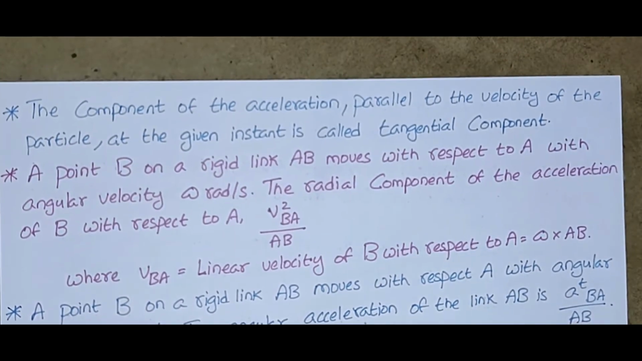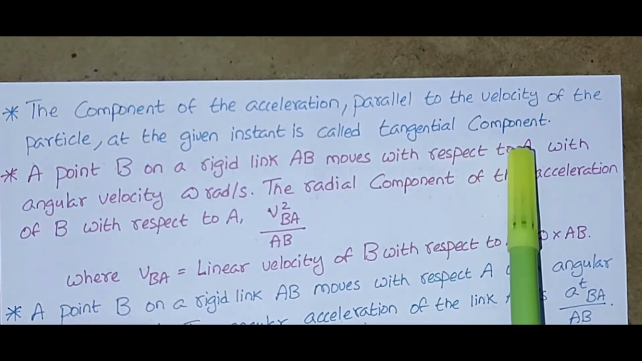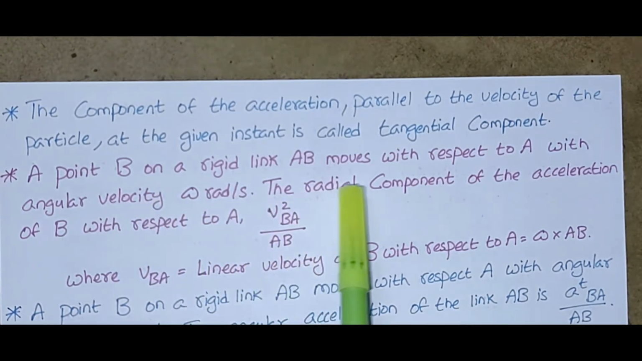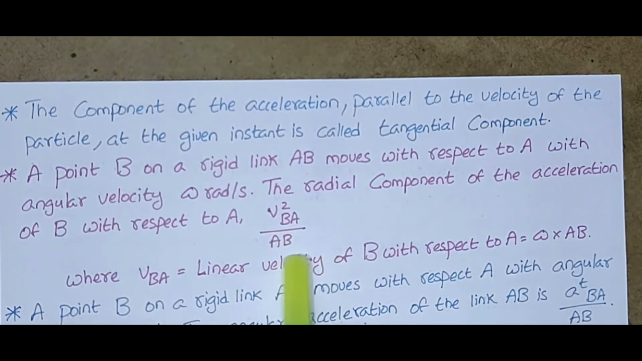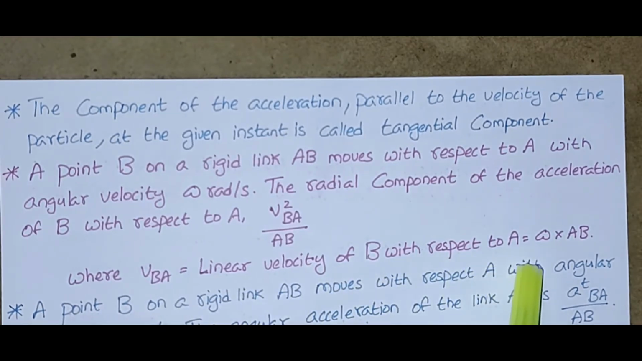Next, the component of the acceleration parallel to the velocity of the particle at the given instant is called tangential component. A point B on a rigid link AB moves with respect to A with angular velocity omega rad per second. The radial component of the acceleration of B with respect to A is V²BA by AB, where VBA is linear velocity of B with respect to A, that is equal to omega into AB, right?